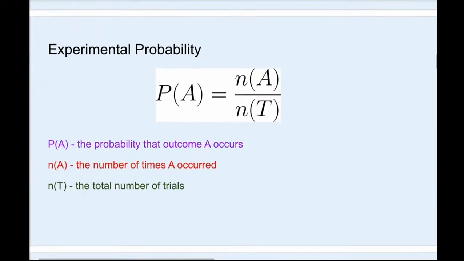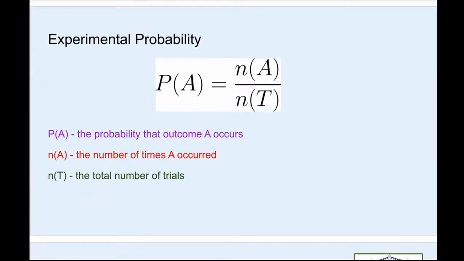For experimental probability, this is our formula: P(A) equals N(A) over N(T). Quite simply, P(A) is the probability that outcome A occurs. N(A) is the number of times A occurred. And N(T) is the total number of trials. So essentially, experimental probability is basically what did happen.